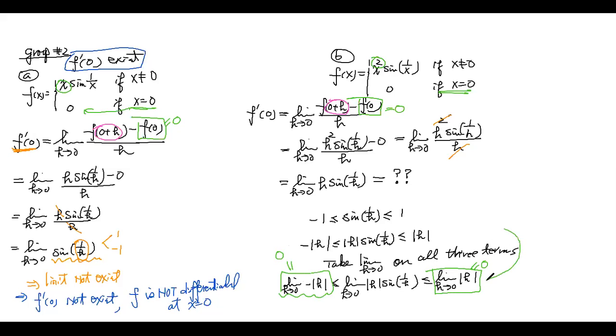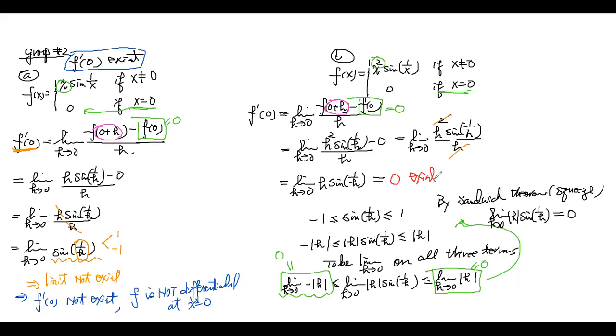So by the, okay, we call this the sandwich theorem, or some people call it the squeeze theorem. By the sandwich or squeeze theorem, I know the limit as h approaches 0 of h sine of 1 over h will approach what? Approach 0. So does the limit exist or not? The limit is equal to 0, so it exists. That's why f prime of 0 exists.